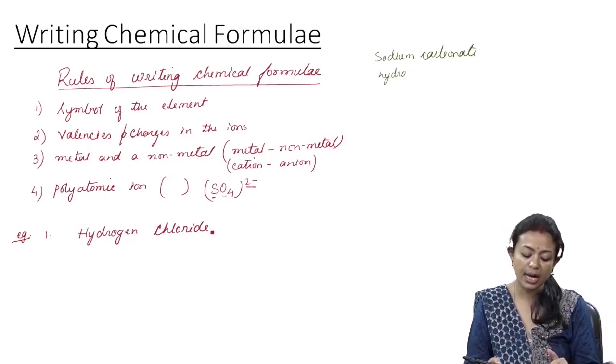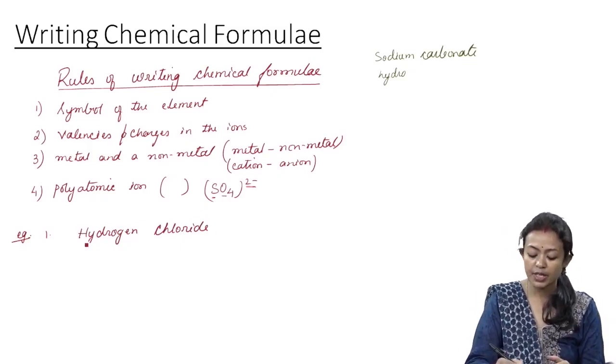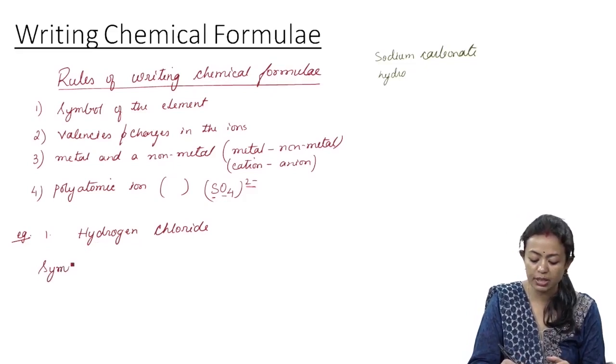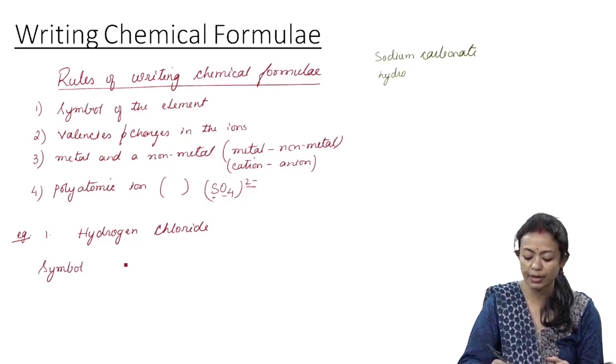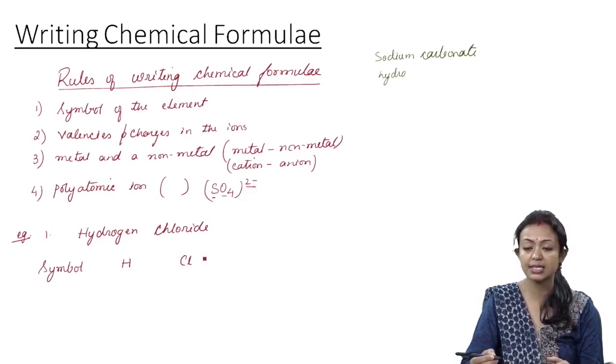Now the rule says, how do we write it? First we need to write down the symbols. So what is the symbol of hydrogen? It is H. What is the symbol of chlorine? It is Cl.